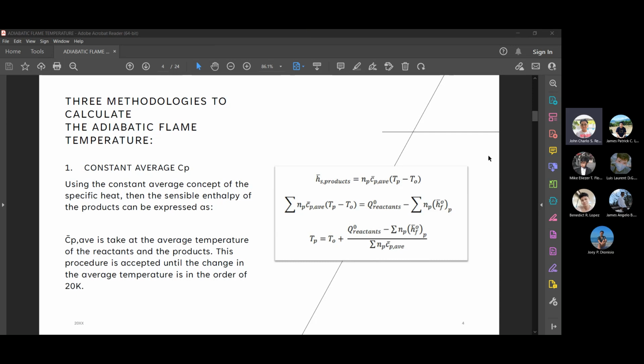Still for the part of constant average specific heat, using the constant average concept of the specific heat, the sensible enthalpy of the products can be expressed as in the figure. The average specific heat is taken at the average temperature of the reactants and the products. This procedure is accepted until the change in the temperature is in the order of 20 Kelvin.